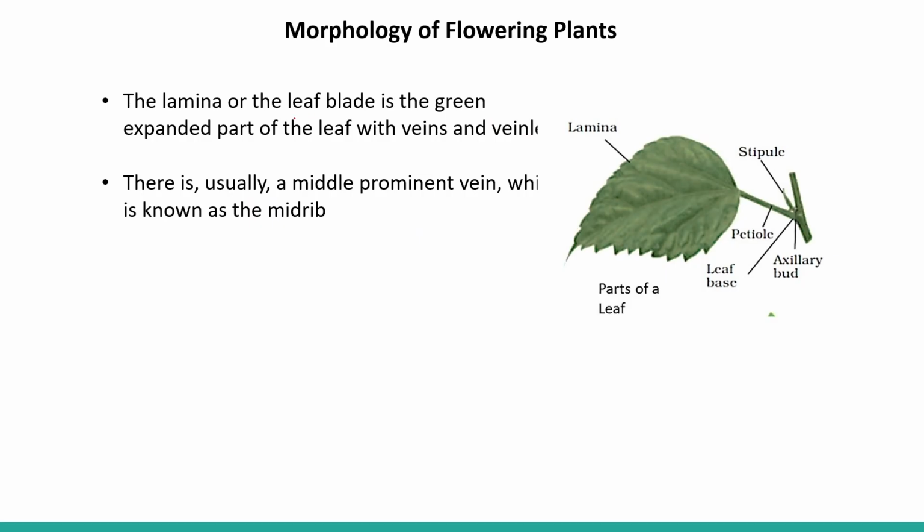The lamina or the leaf blade is the green and expanded part of the leaf with veins and veinlets.